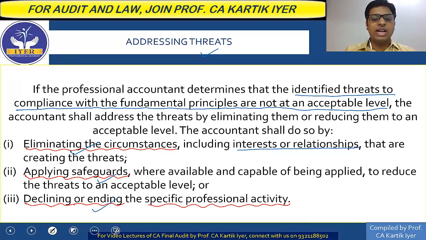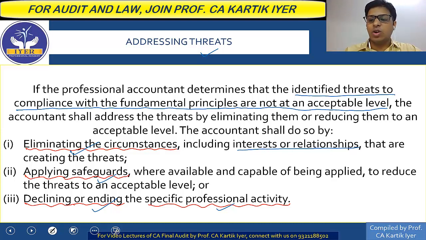Declining or ending the specific professional activity here. That is basically if we feel that the threat is too much, then we will just decline, or if the activity is going on, we can end the specific professional activity. This can happen if there is intimidation. If there is intimidation on the independent auditor, then the auditor can simply cut off the ties. That is basically ending the specific professional activities. So all these points are properly given.